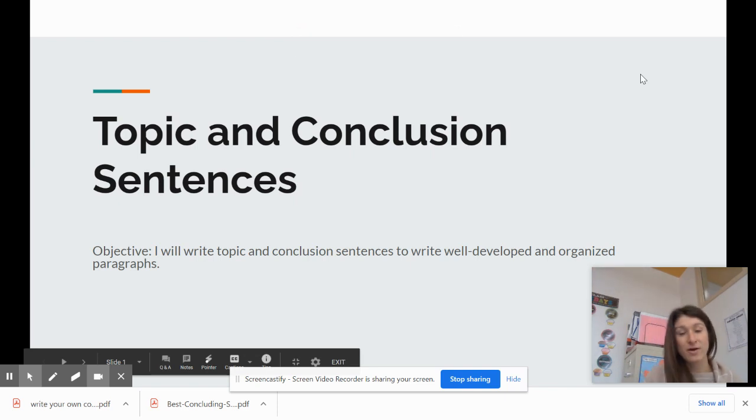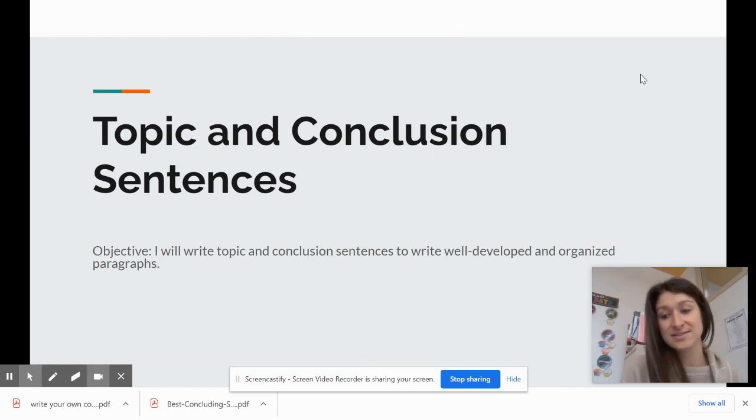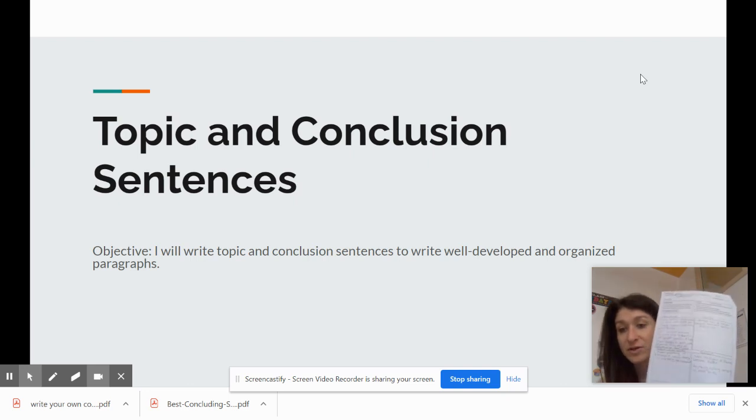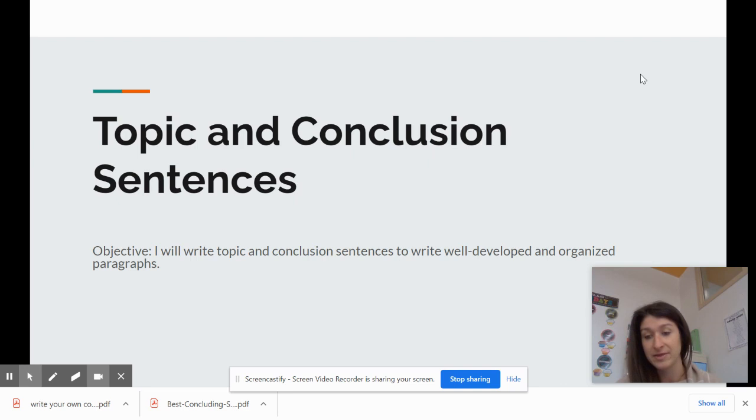Today, we're going to think about topic and conclusion sentences and how they can help us write well-developed, organized paragraphs for our economy section in our state report. So what you'll need to have handy is your note taker. Hopefully you have all of your notes for your economy, when we're looking at the industries in our state and what makes those important.